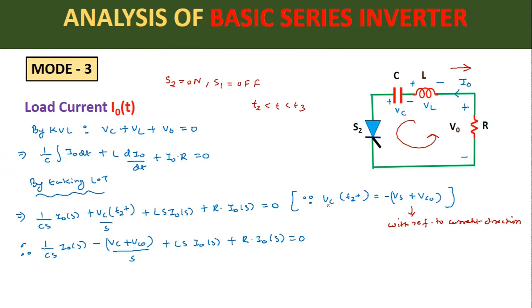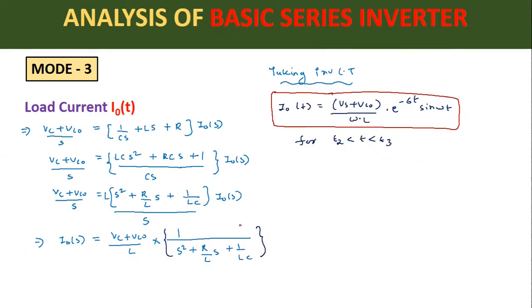Now we will put this into the equation, and we will get this type of equation. So from this equation we will get Vs plus Vco divided by S. Now we will take the LCM, and we will get this type of equation. Again this S and this S cancel out. We will take LC common from the numerator, so this C and this C cancel out and we get only L outside. Finally we will find I0(S) is equal to (Vs plus Vco) divided by L, into 1 upon S square plus R by L into S plus 1 upon LC. So this is the same equation which we got in mode number 1 for I0(S).